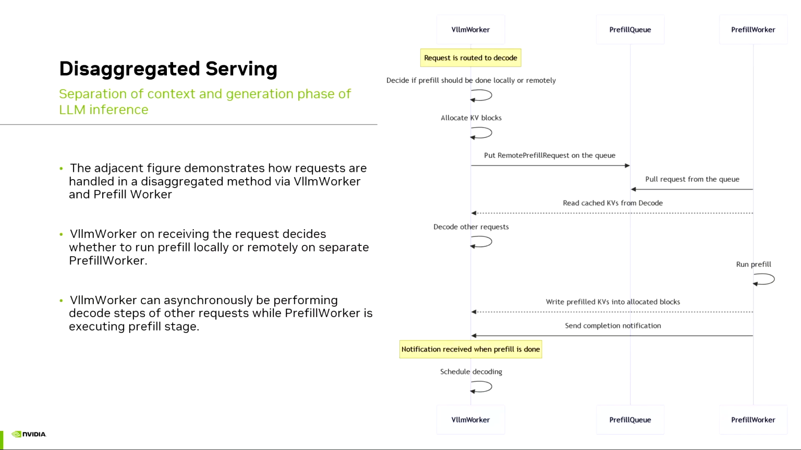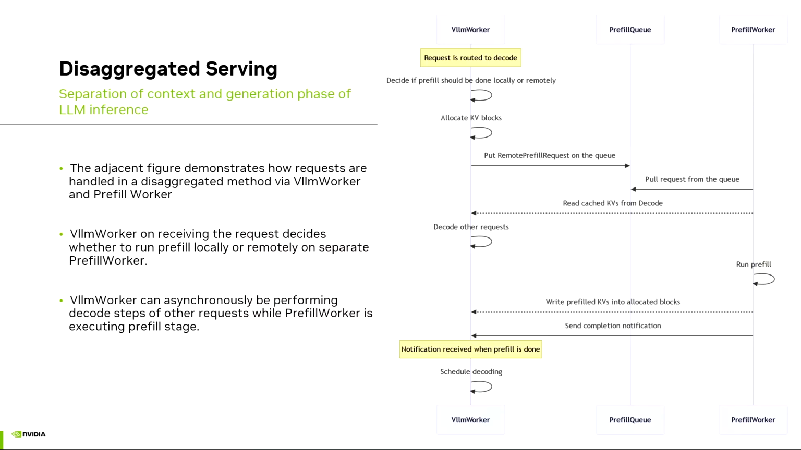When the VLLM worker sees that there is a request, based upon certain criteria, it decides whether it should run the prefill of this request locally, or port it to the remote worker, which will run prefill for it. While the prefill worker is calculating the context of the request, it's free to execute other requests. Once the prefill worker has the context ready, it notifies the VLLM worker and uses Nixel to provide the generated context back to the VLLM worker. Upon receiving this context, the VLLM worker can schedule the decoding and return the final response.